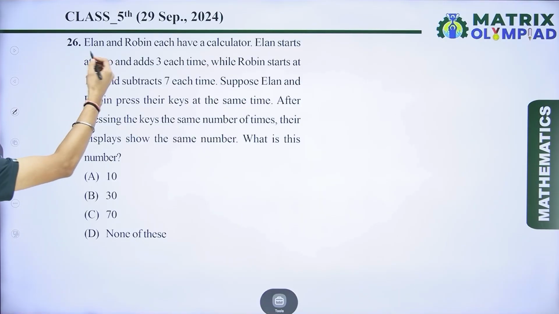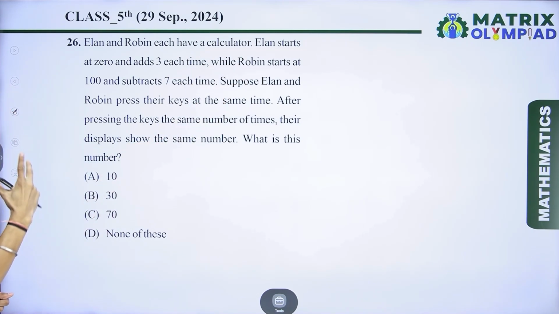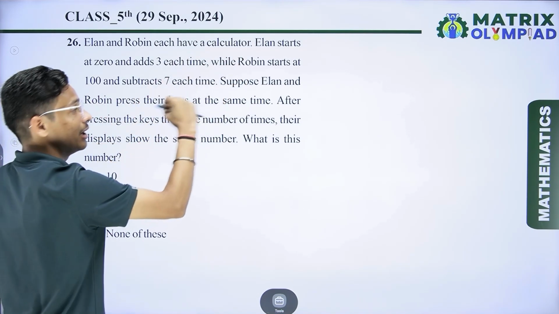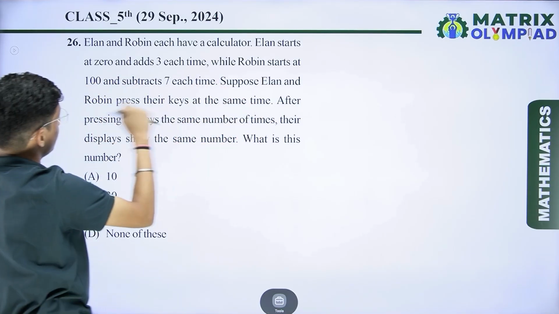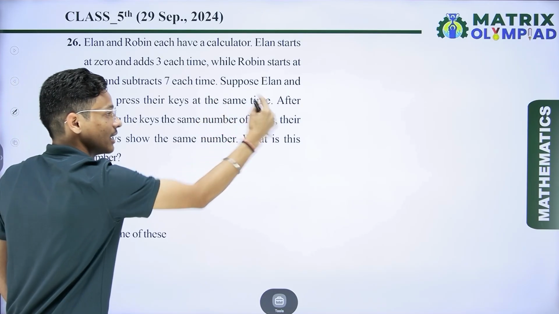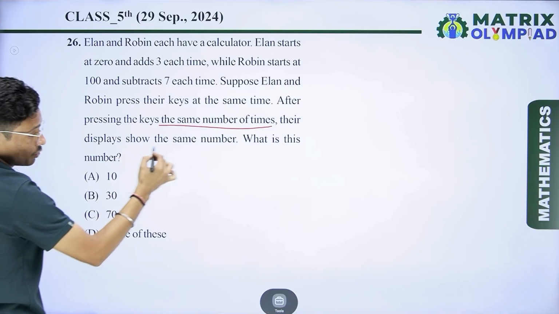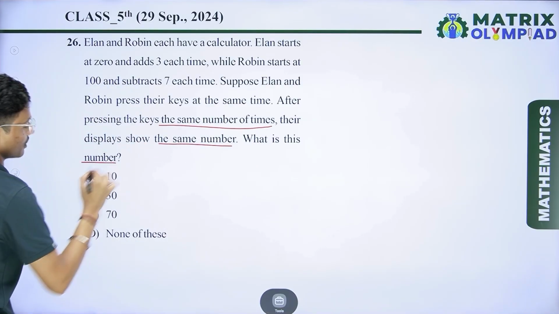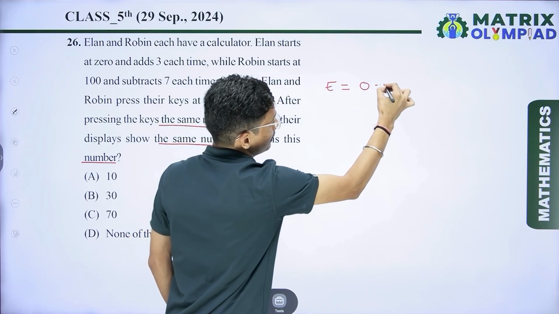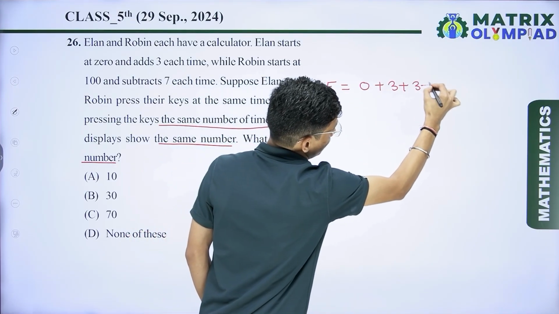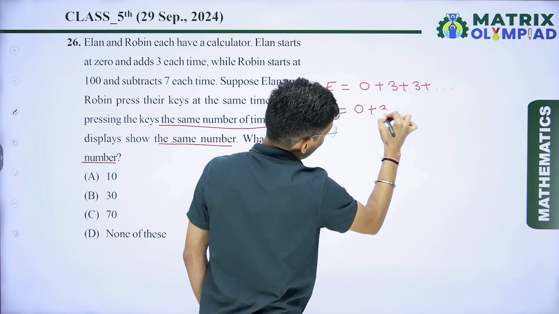Now next question is that Alan and Robin each have a calculator. Alan starts at 0 and adds 3 each time, while Robin starts at 100 and subtracts 7 each time. Suppose Alan and Robin press their keys at the same time. After pressing the keys the same number of times, their displays show the same number. So what is the number? Let's start. First Alan starts at 0 and adds 3 each time, so Alan is equal to 0 plus 3n.